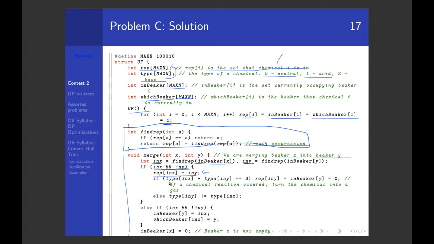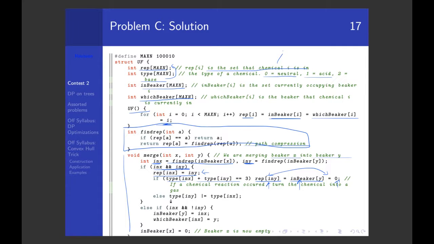Also, if there's an acid and a base, if 1 plus 2 is 3, then we merge it with 0. We merge with 0 because that's what we said was turning into gas. So we say your parent in the union find tree is now 0. We also at the same time say in beaker Y is 0. So now there's nothing in beaker Y because it's empty. It's been turned into a gas. Two assignments on one line, so I fit it all on one slide, basically.